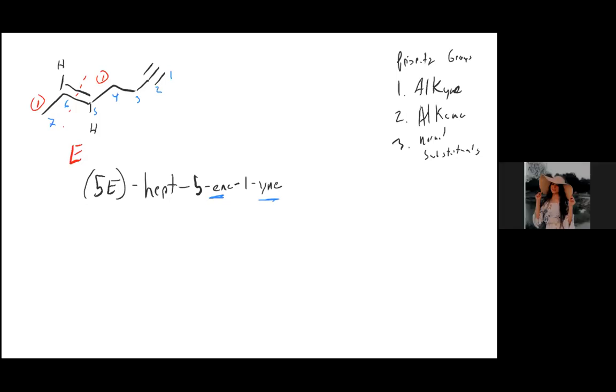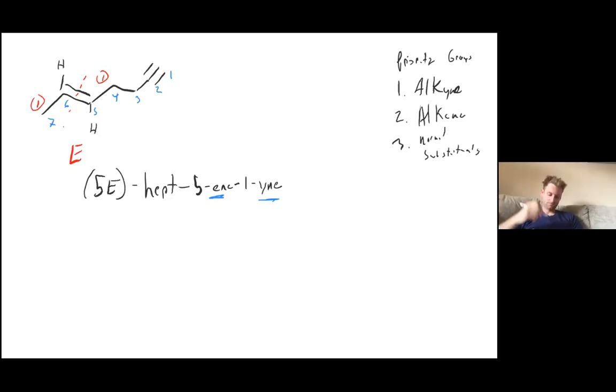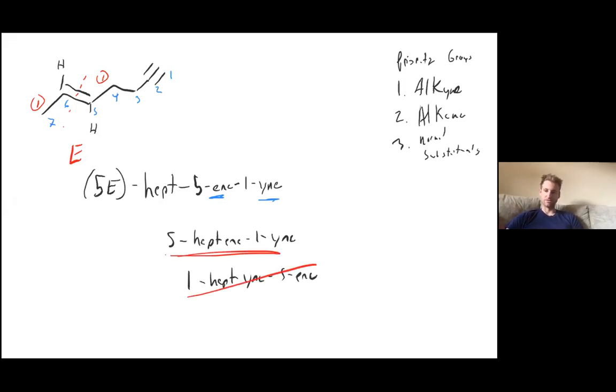Can we write 5-heptene-1-yne instead? Yeah, 5-heptene-1-yne would also be fine. You just can't write it as 1-heptyne-5-ene. This would be an improper form. So this is also fine. Just make sure you're putting them in alphabetical order.